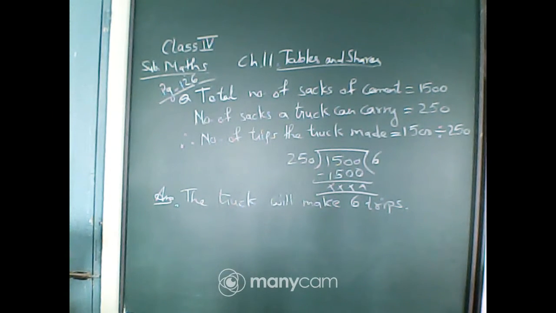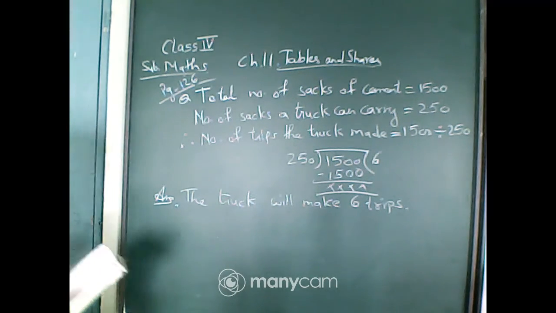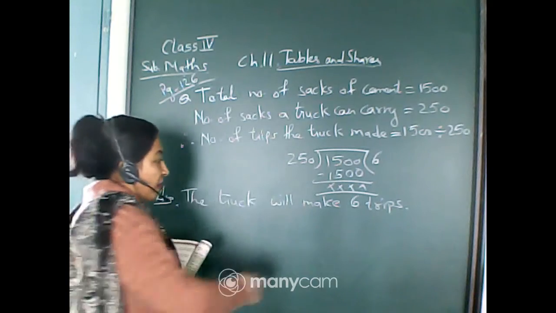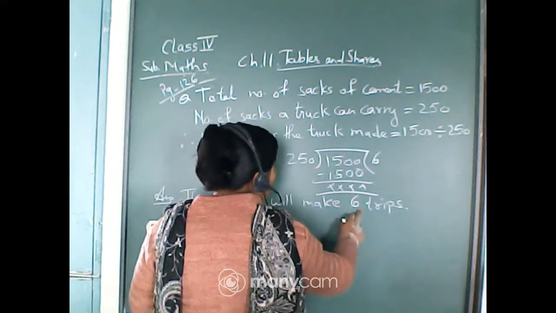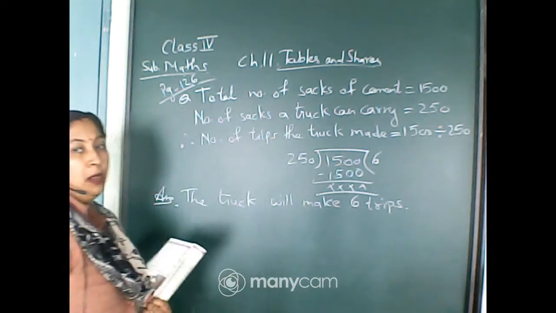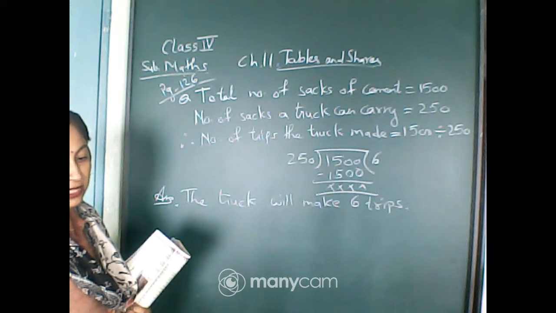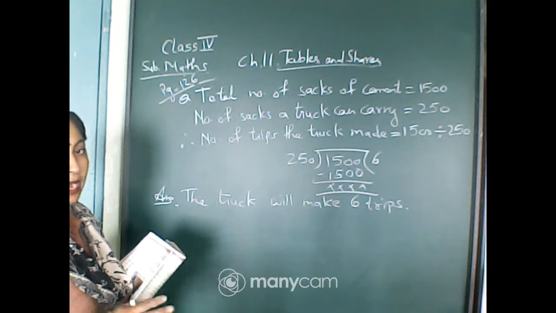A driver charges rupees 500 for a trip. So how much will Manpreet pay the driver for all the trips? See, for one trip, rupees 500 is needed. Means the driver charges rupees 500 for a trip. Now for 6 trips, how much money does Manpreet have to give to the driver? That you have to find. That means you will multiply.